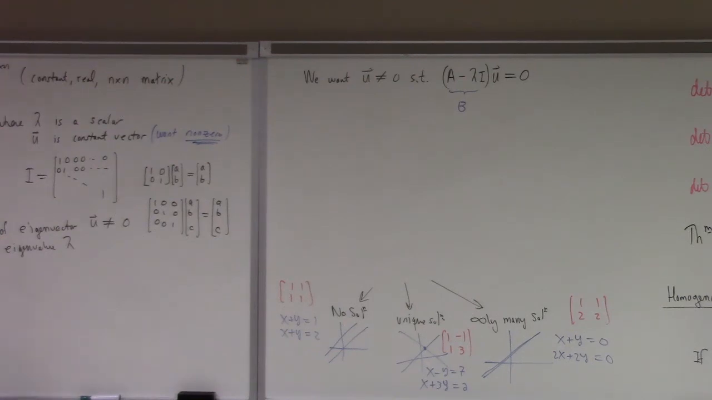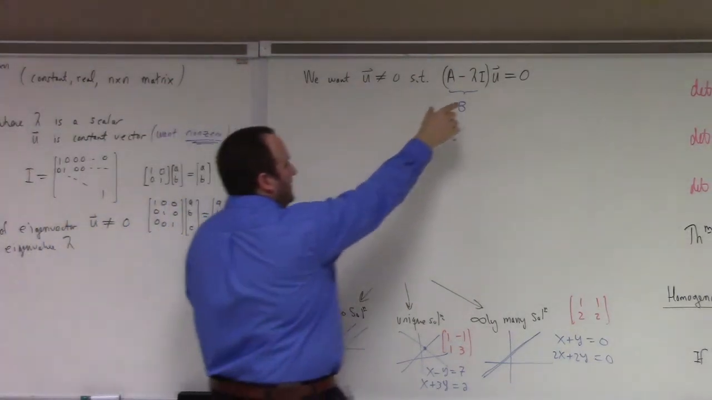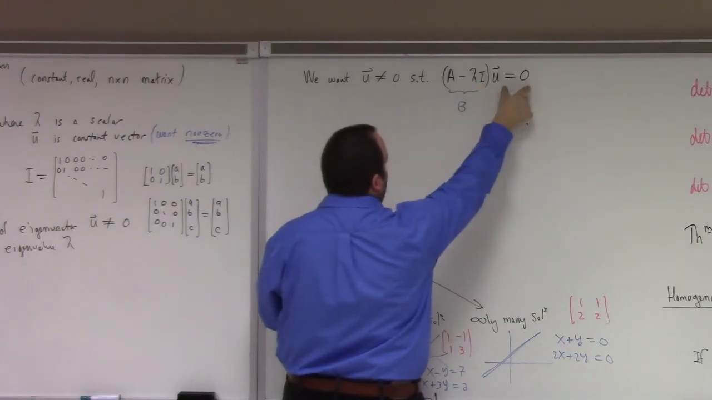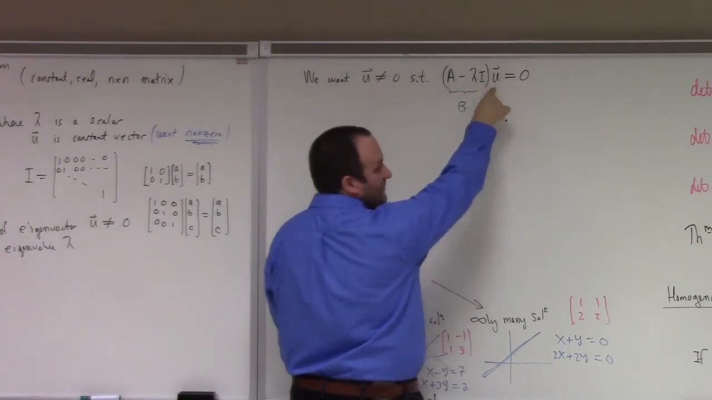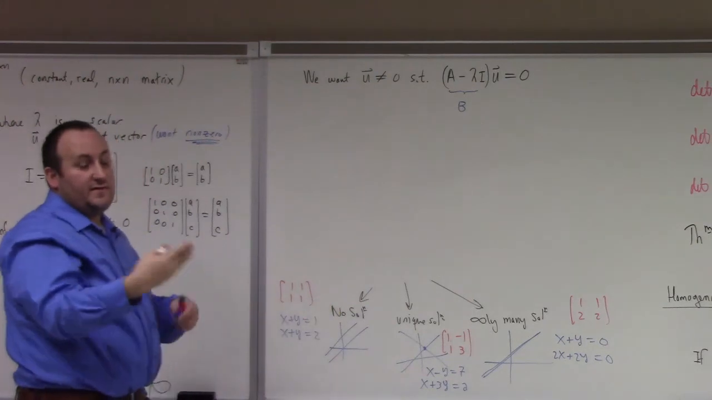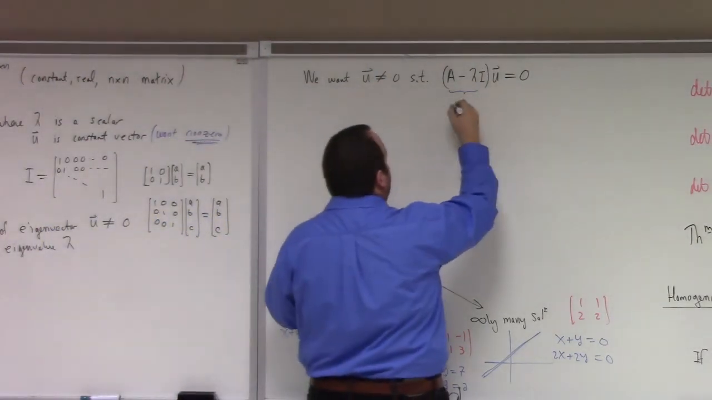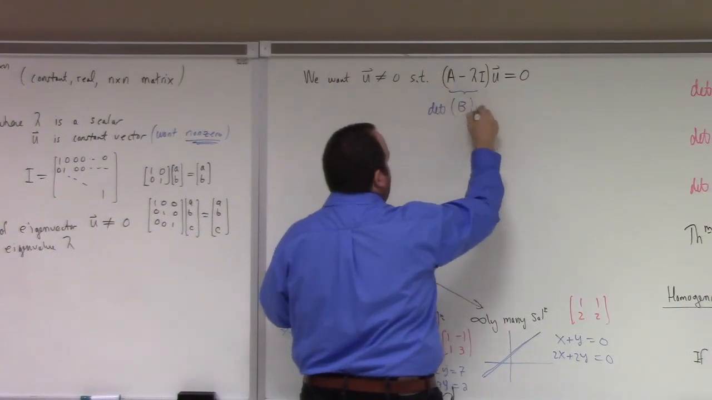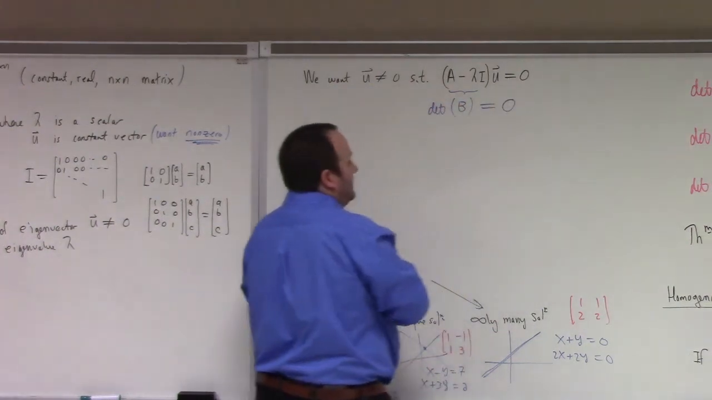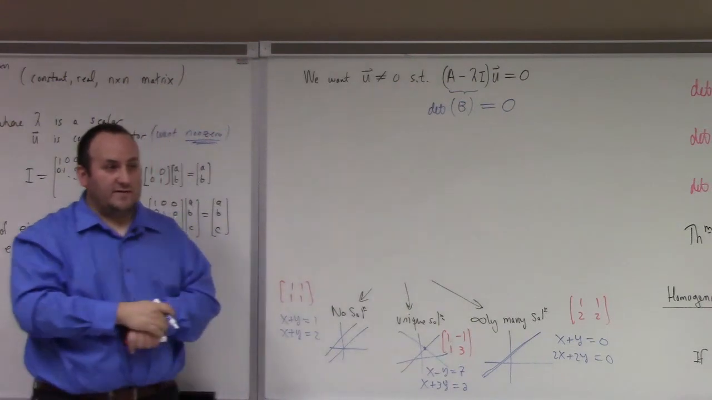So I've got this homogeneous equation. I want it to have a non-zero solution. I already know it's got the 0 solution. There must be infinitely many solutions. In fact, I must have that the determinant of this is equal to 0, because if I don't have that, then I don't have infinitely many solutions.